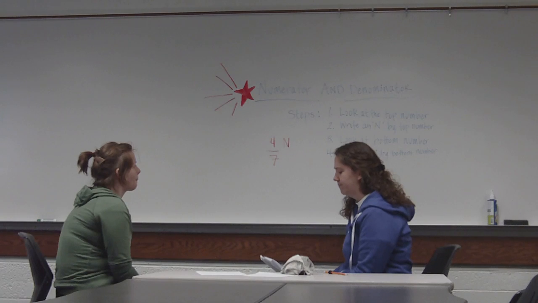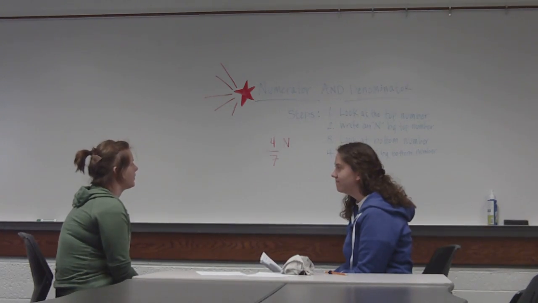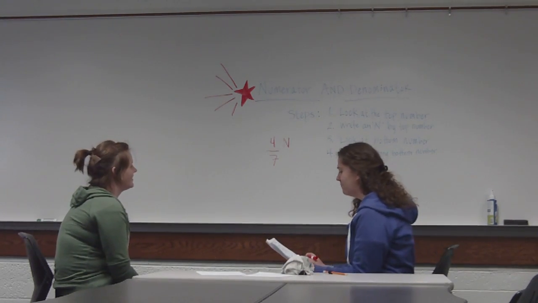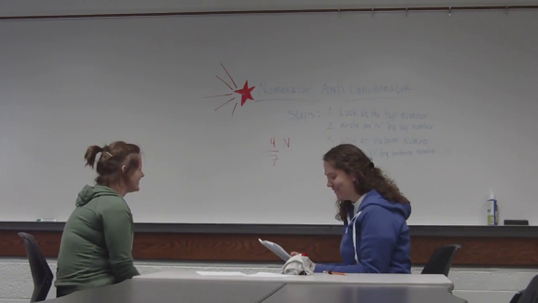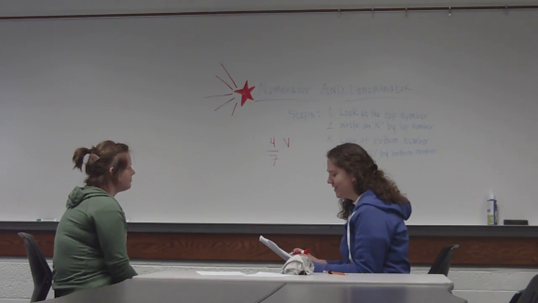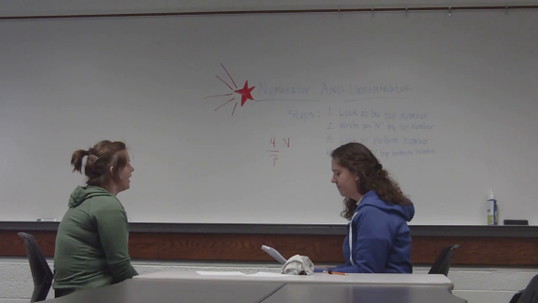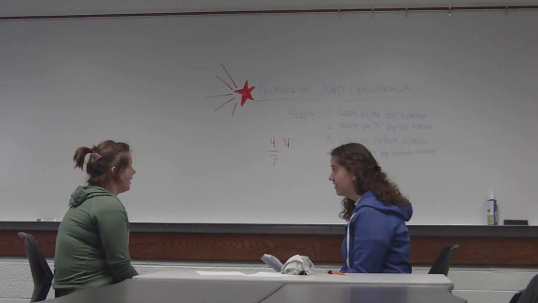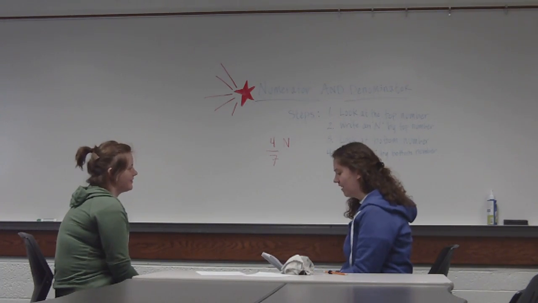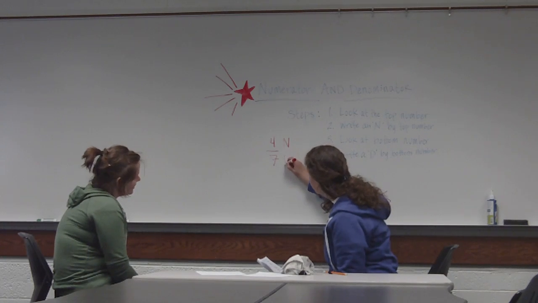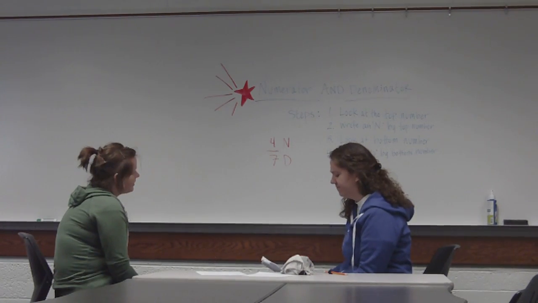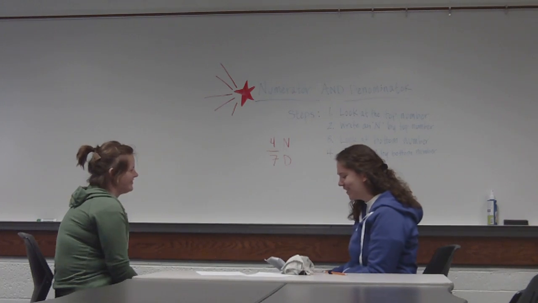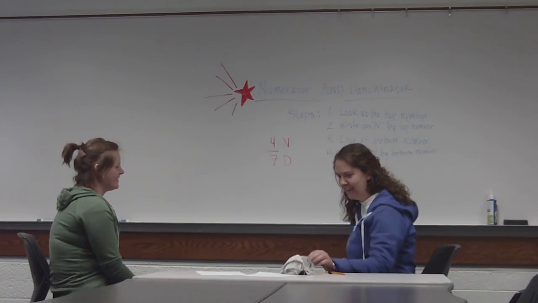Now what's the next step? So look at the bottom number. Exactly. Okay, show me what that looks like. Great job, everyone. Okay, what is the next step? Write a D by the bottom number. Exactly. We are doing great. Now, what does the D stand for? Denominator. Perfect. Wow, great remembering. Thanks for keeping up.